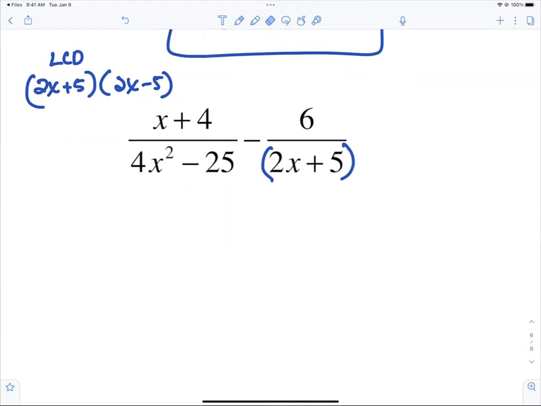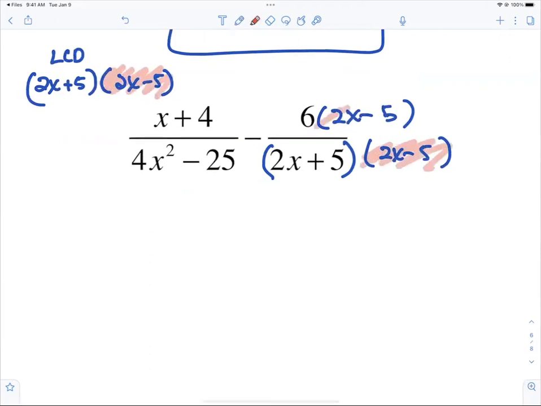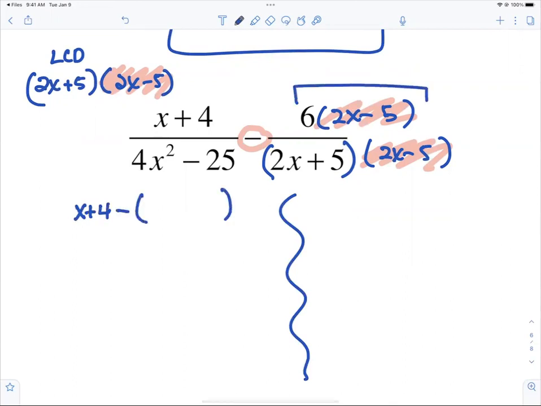Okay, so the first ratio already has the common denominator. The second ratio needs to pick up the missing factor, and the missing factor would be 2x minus 5. This is the factor that's missing. And once again here, subtraction. So I'll give you two ways of looking at this. Here's one way. I could write this as x plus 4, give yourself a subtraction, put this in its own grouping symbol and distribute. That's 12x minus 30. I'm distributing the 6 that's sitting here to both members of the new factor that I'm introducing. And then here's my denominator.